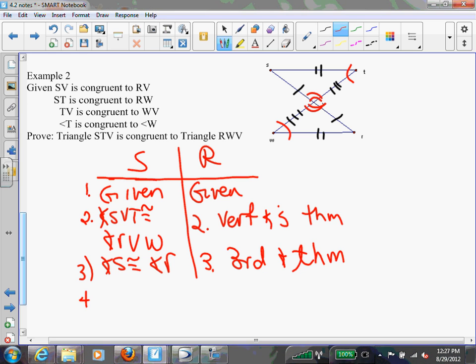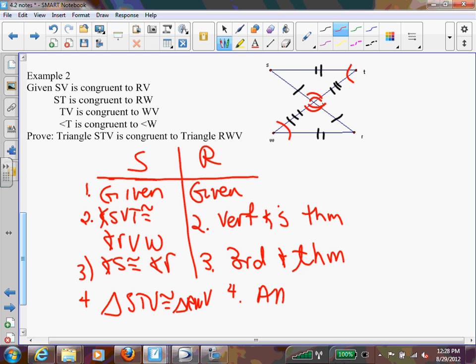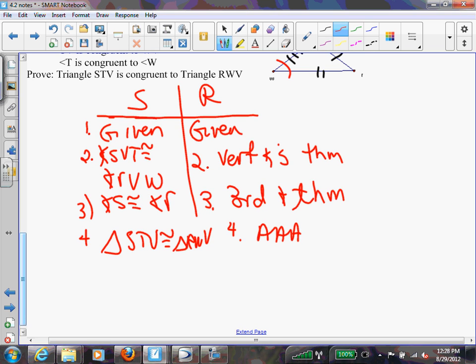And then we know that we can say that triangle STV is congruent to triangle RWV, because this is called the angle postulate. If all three angles in one triangle are congruent to all three angles in another, then the triangles have to be congruent. Athena. Yeah. RWV. Angle. That's the angle theorem, or postulate. Okay.